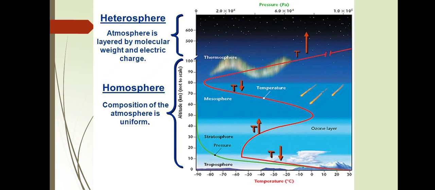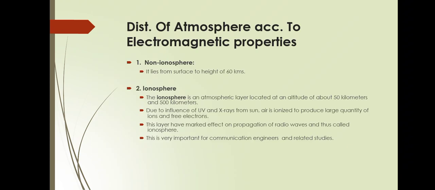As you can see in this diagram, from 0 to 100 kilometers altitude is the homosphere, and the remaining part above 100 kilometers is the heterosphere. So we have talked about how the homosphere is the lower part, extending up to 80 to 100 kilometers, while the heterosphere is the upper part and occurs above 100 kilometers.